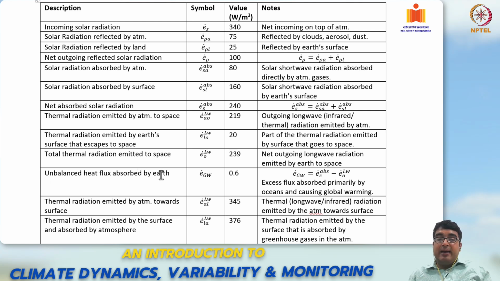Unbalanced heat flux absorbed by the earth is E dot GW. GW is global warming, so this is basically the global warming effect, right? It's 0.6 watt per meter square. It is changing from decade to decade, so this value may be variable as we move along in the next few decades.